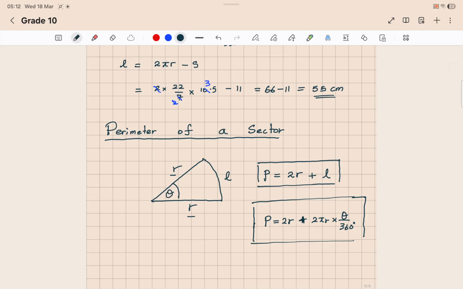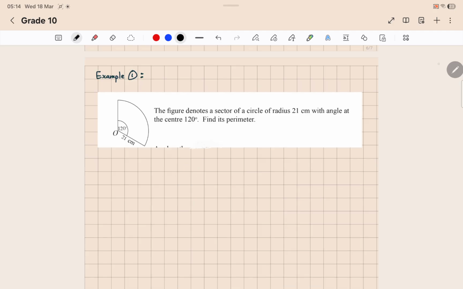So you should know how to find the perimeter of a circle. Normally the radius will be given, so figure out the arc length using the formula for the arc length, and 2r plus arc length is the perimeter of the sector of a circle, right? Okay, we'll do some questions for this, right?